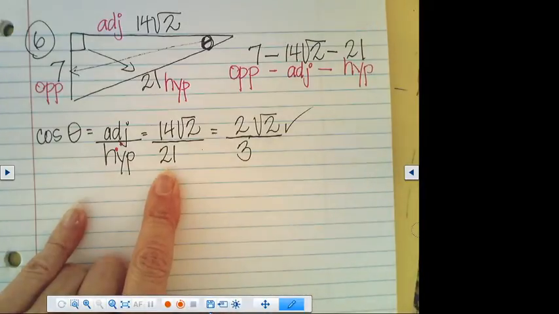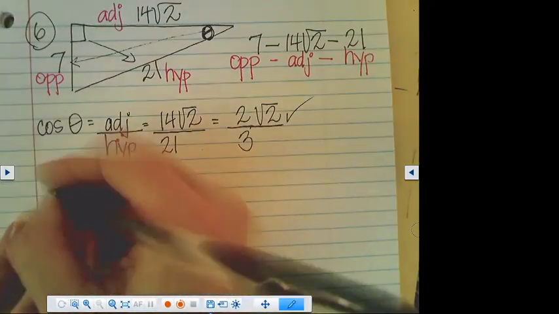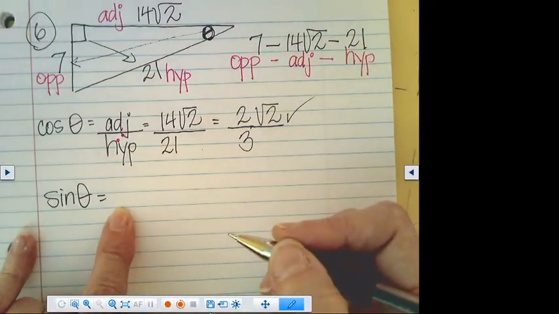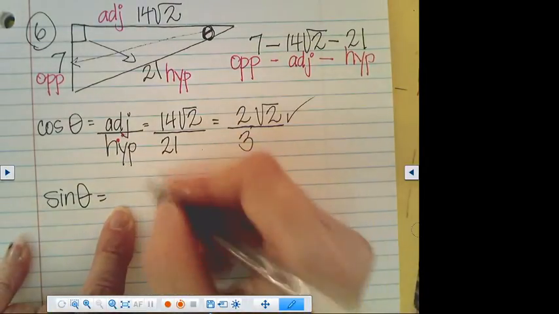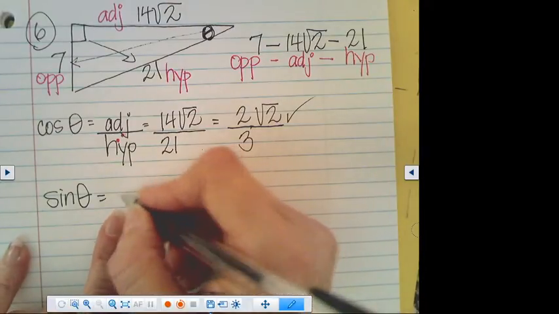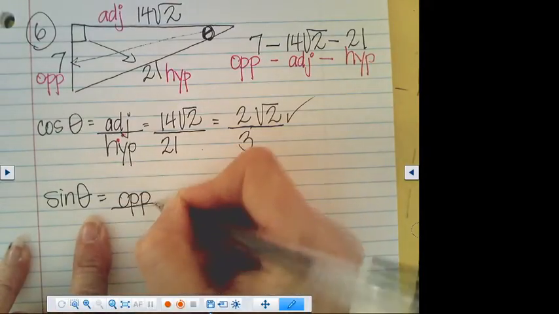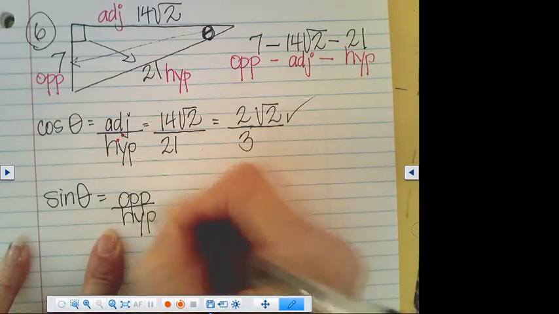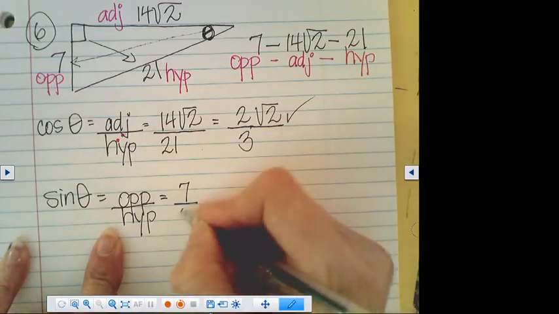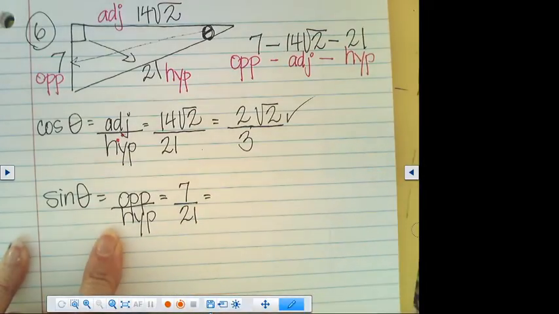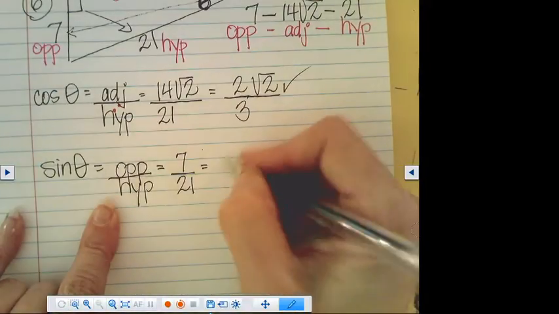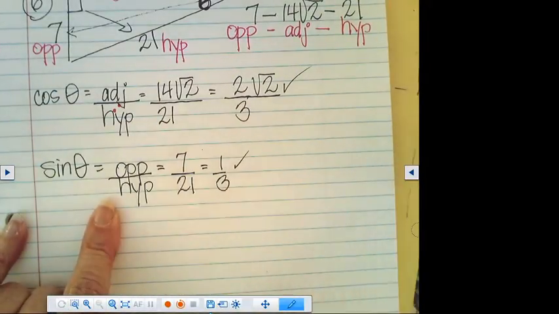That's our cosine value. All right, the sine of theta. What is the ratio for the sine of theta? Do you guys know these, or are y'all just... Okay, you're just letting me do it. Okay. Opposite over hypotenuse. The opposite side is the 7. The hypotenuse is the 21. Again, we can divide top and bottom by 7, and that is 1/3.